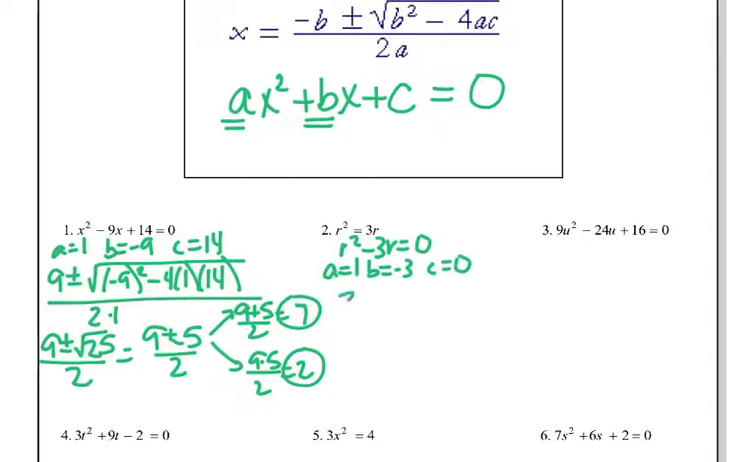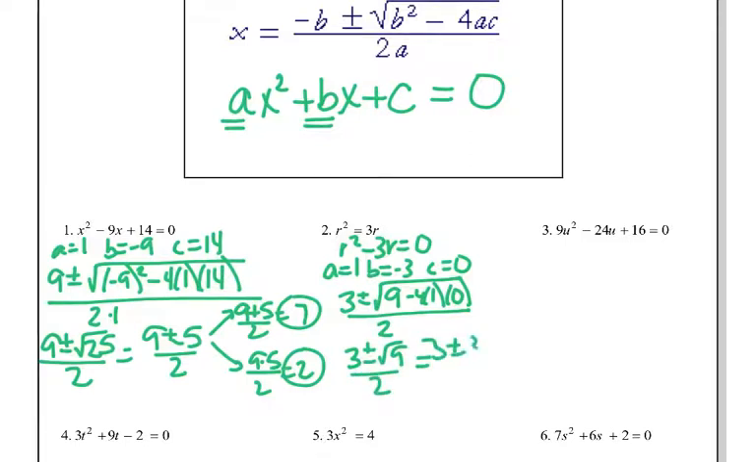So opposite of b here would be 3 plus or minus b squared. It's okay to write 9, right? And it's always going to be positive there. Minus 4ac, so that's just going to be 9, and 2a is just 2. So square root of 9 over 2. So 3 plus or minus 3 over 2.